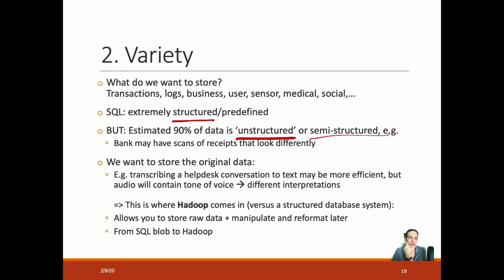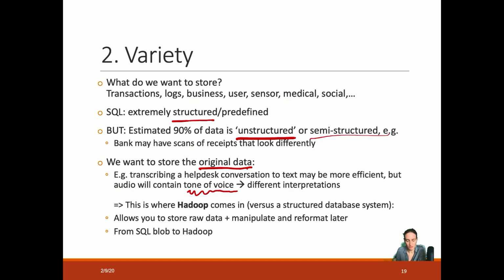Now, we always want to store the original data. Let's say we have a help desk conversation over the phone. We might translate the speech to text so that we can store it more efficiently, way less data, but we would lose information. For instance, in the original audio, we'll have the tone of voice, which will tell us something about the emotion of the caller. So that's something we might want to interpret and analyze later on.